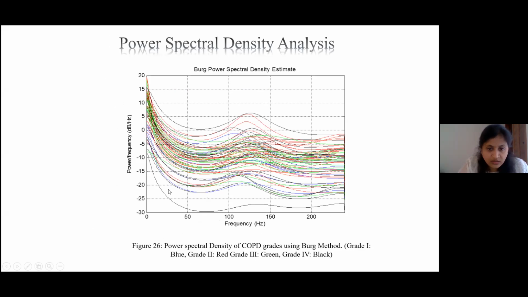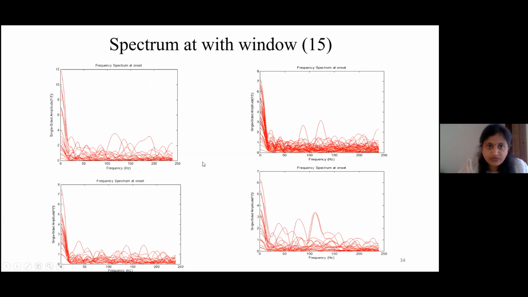Here again these 4 lines give you your 4 different signals. This is the Burg method only, but the blue color is grade 1, 2, 3, 4 and the black color is some different grade. But it is very difficult to identify the different grades through this power spectral density. This is my observation. Next is the spectrum at the window length of 15. At the window length of 15 samples, if you do the spectral analysis, you get some good pictures.